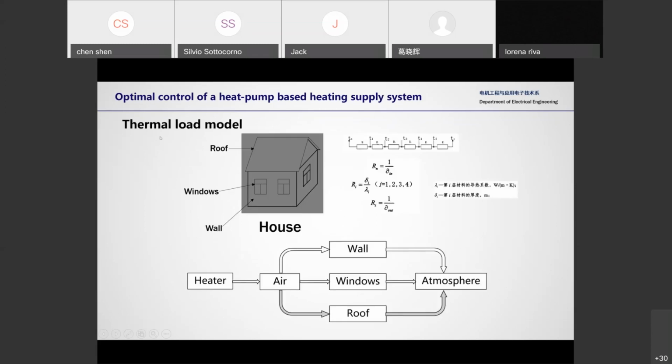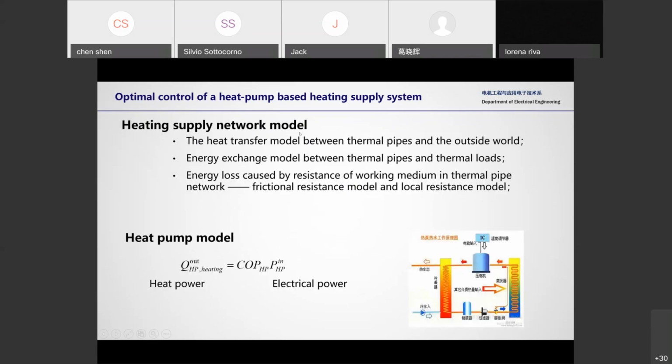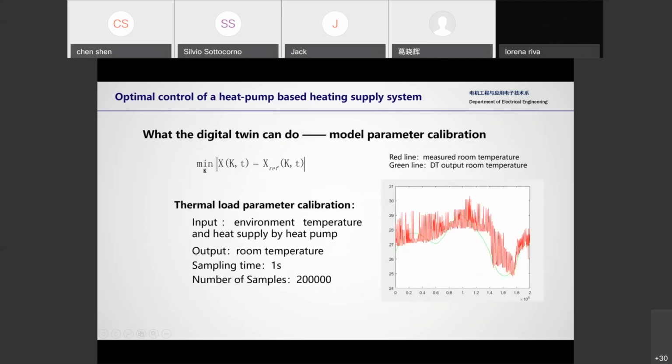We set up the thermal load model, the heating supply network model, the heat pump model, and combine them together to construct the digital twin of the heating supply system. Actually, the digital twin can do 2 things. The first is model parameter calibration. As we all know, the precise parameters of a heating supply system is very difficult to obtain.